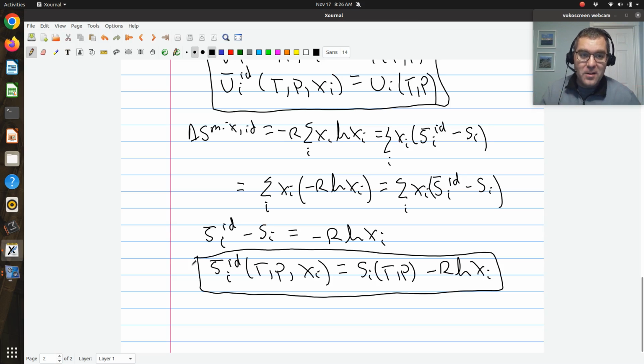So the positive delta S of mixing is because the number of states available to my system has increased. Okay, cool. And remember, delta S of mixing is positive.